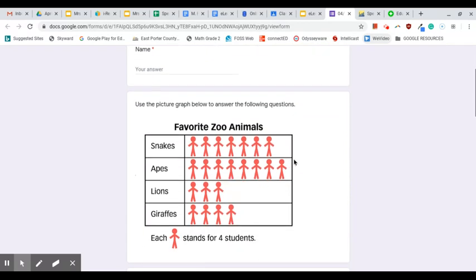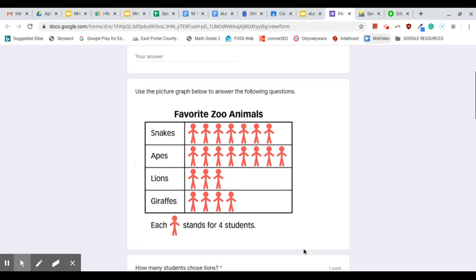And then here is the first picture graph. It is about favorite zoo animals. So we have snakes, apes, lions, and giraffes. Now don't forget to look at the key because this is very important. Each one of these people stands for 4 students.